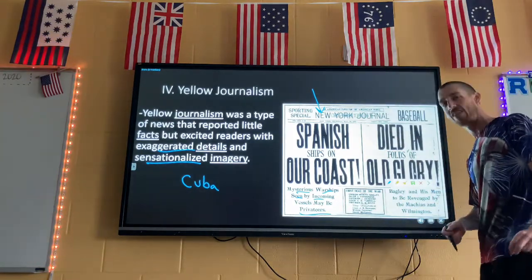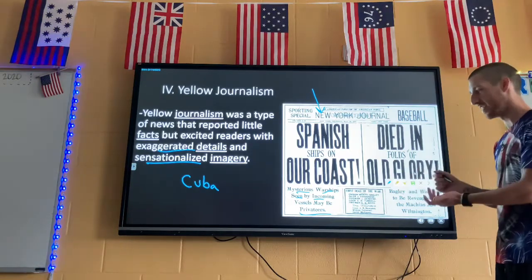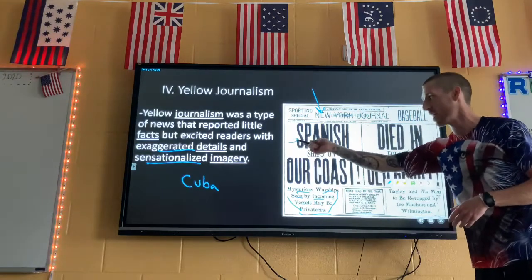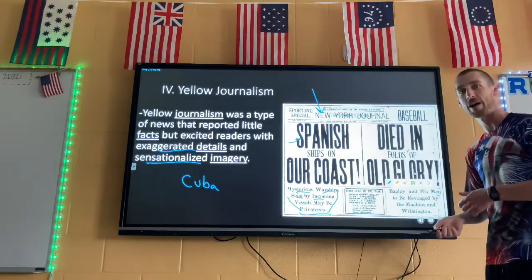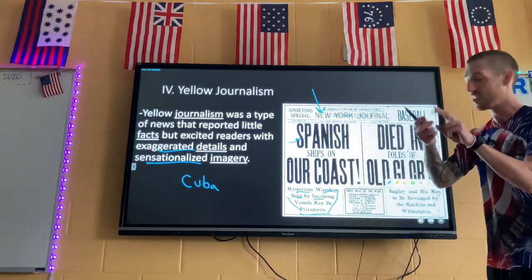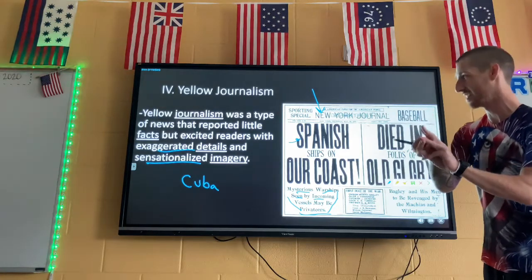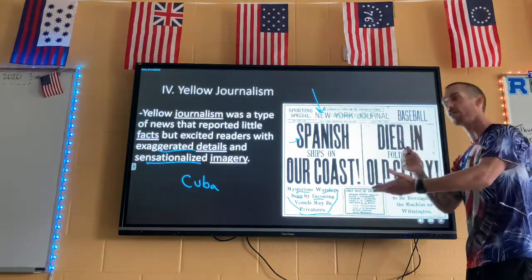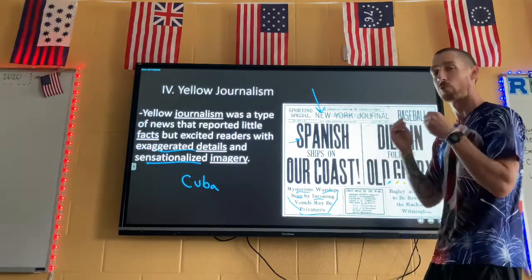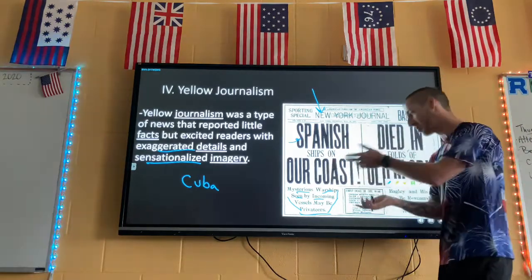Oh, my goodness. Now, if you're an American and you're reading this and you're worried about privateers, pirates from Spain, how are you going to feel about Spain all of a sudden because you read this newspaper? You might be scared. You might be angry. But most of all, you're going to be fired up and you're going to want the United States to take action. So yellow journalism is a type of news that exaggerates things to get the public really excited to go do something. For example, Spanish ships on our coast.